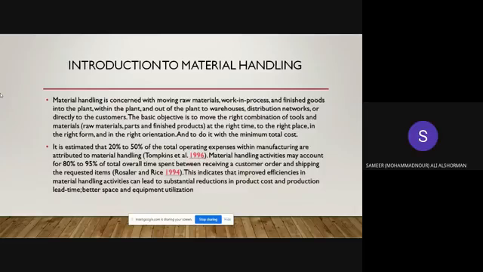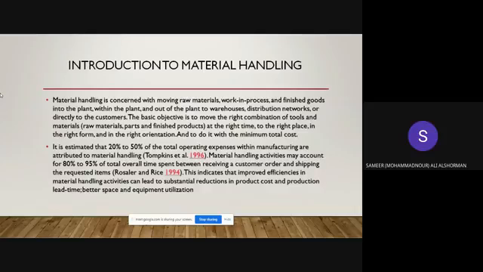Introduction to material handling. Material handling is concerned with moving raw materials, work in process, and finished goods into the plant, within the plant and out of the plant, to warehouses, distribution networks, or directly to the customers. The basic objective is to move the right combination of tools and materials, raw materials, parts and finished products at the right time to the right place in the right form and in the right orientation, and to do it with the minimum total cost.